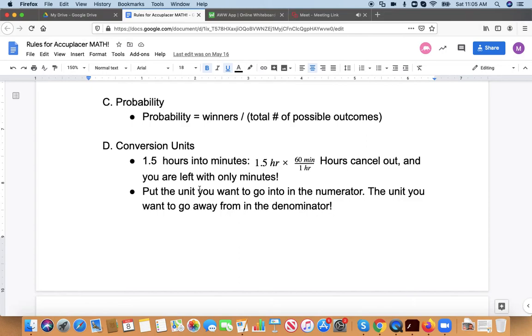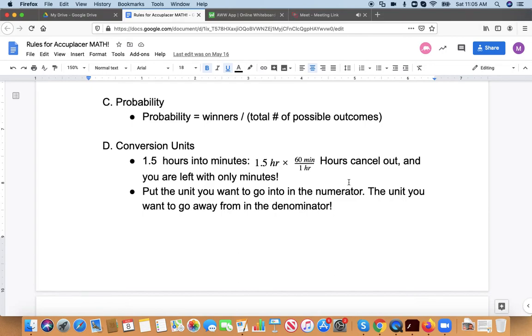So we're at basic concept D, conversion units. If you've got 1.5 hours and you want to go into minutes, just multiply 1.5 hours by 60 minutes over 1 hour. Remember the unit you want to go into, minutes, goes in the numerator, and the unit you're going away from goes in the denominator. It cancels out. Hours are gone, you're left with minutes. It's just 1.5 times 60, 90 minutes. Does that make sense?